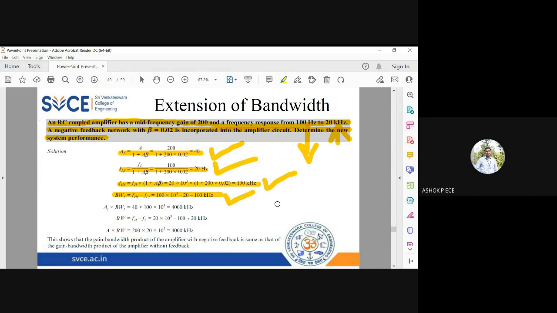And we are going to verify whether this value is correct. So we have seen one formula, the gain bandwidth product is the same. So first we'll find the gain bandwidth product without feedback. So 200 into 20 kilohertz minus 100 hertz, that is 4000 kilohertz. With feedback, AF into BWF, AF is 40, BWF is 100K, so it comes to 4000 kilohertz. So you see the gain bandwidth product with feedback and without feedback are both the same.